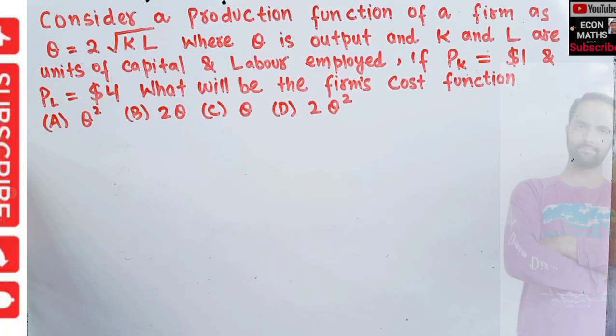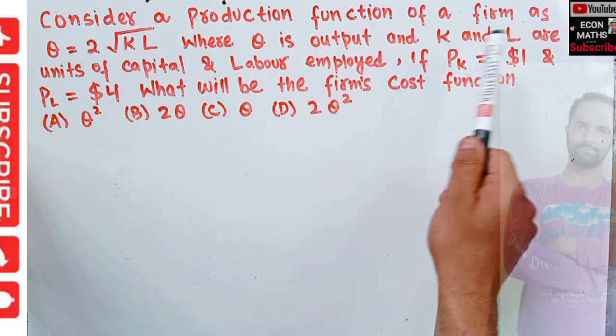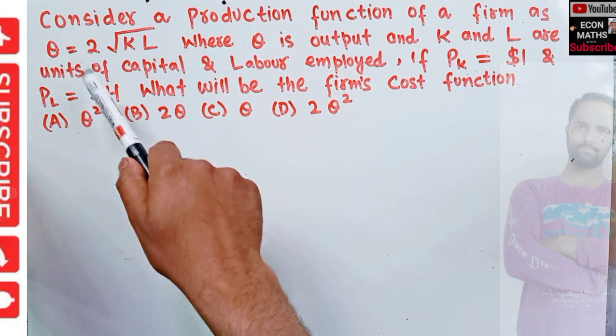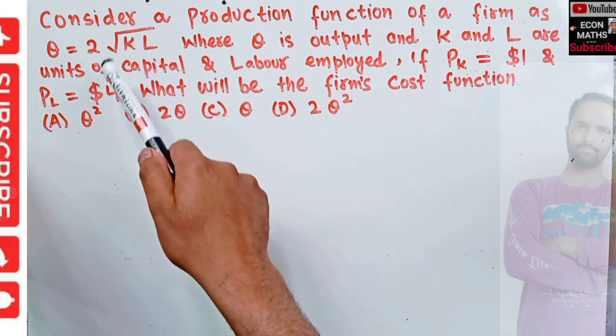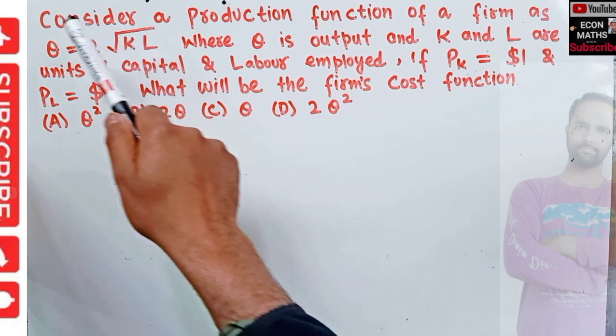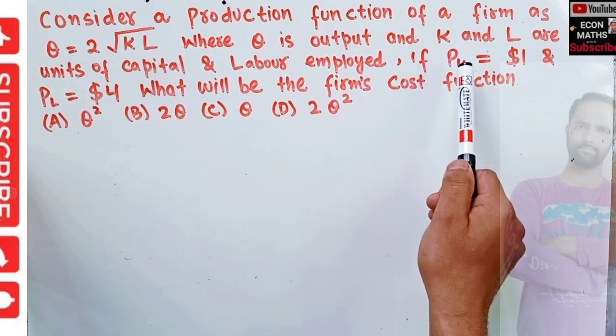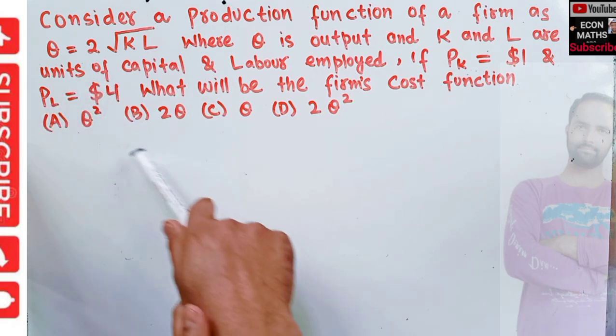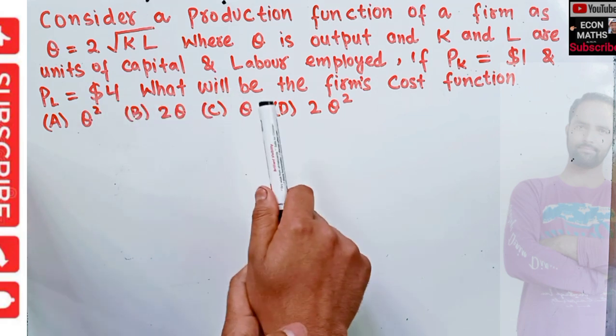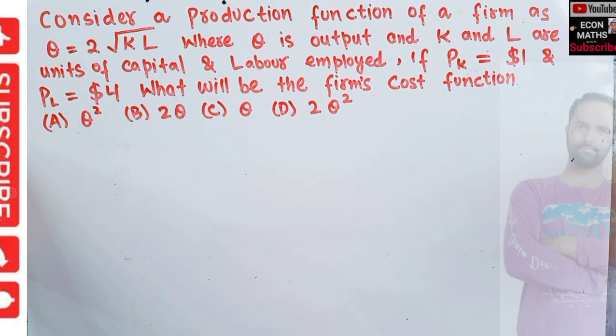In this video, we will learn how to find the firm's cost function given the production function and the price of inputs. The question is, consider a production function of a firm as Q equals twice the square root of K times L, where K and L are the units of capital and labor employed and Q is the output. If price of capital is $1 and price of labor is $4, we are supposed to find out the firm's cost function. Options are being given as q square, 2q, q or twice q square. We need to find out the correct option.